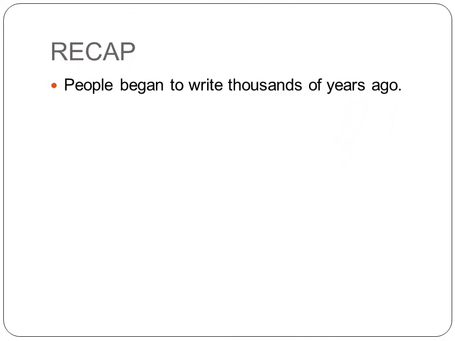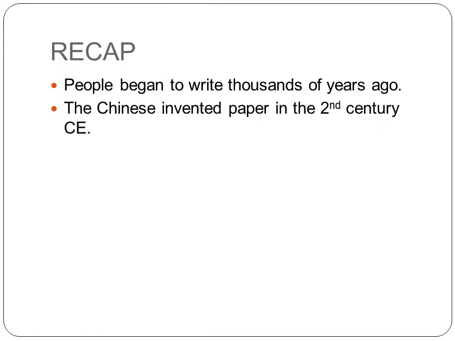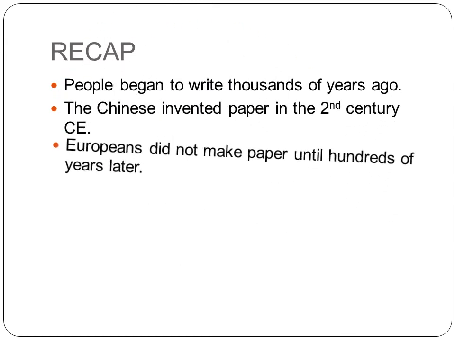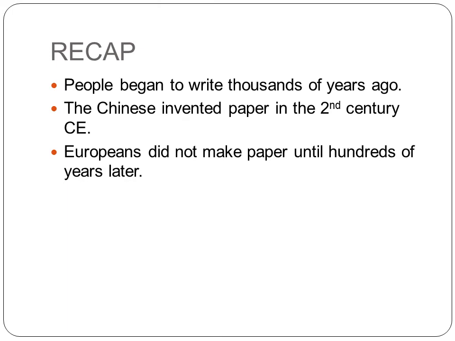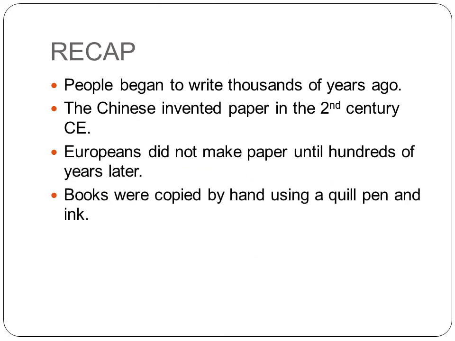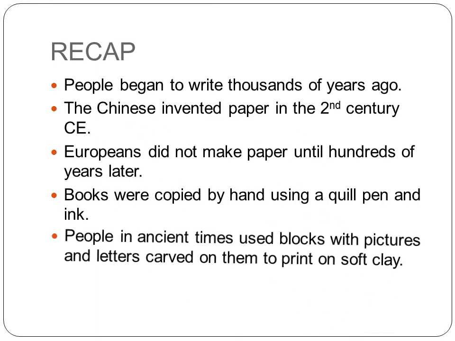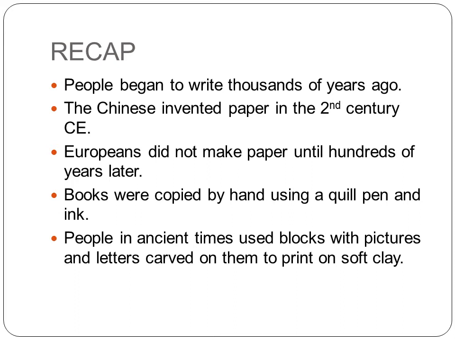Now let's have a throwback at what we have learned in this chapter up till now. People began to write thousands of years ago. The Chinese invented paper in the 2nd century CE. Europeans did not make paper until hundreds of years later. Books were copied by hand using a quill pen and ink. People in ancient times used blocks with pictures and letters carved on them to print on soft clay.